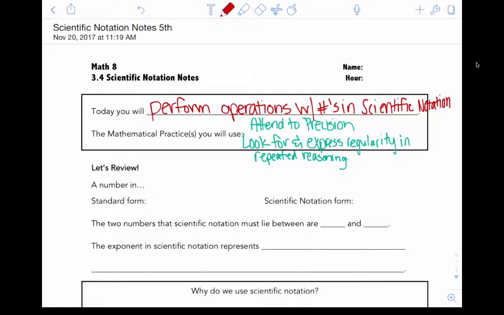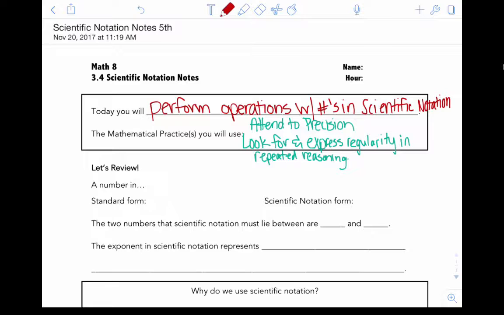Today in section 3.4, scientific notation, we're going to perform operations with numbers in scientific notation. Before we do this, we'll be introduced to scientific notation and work with that a little bit. Once we become a little more comfortable, we will go on and perform operations and compare these numbers.